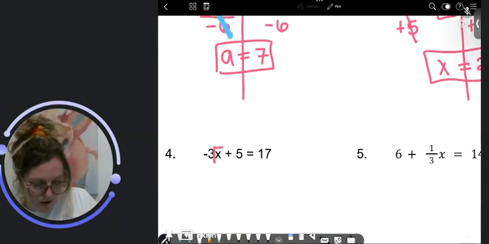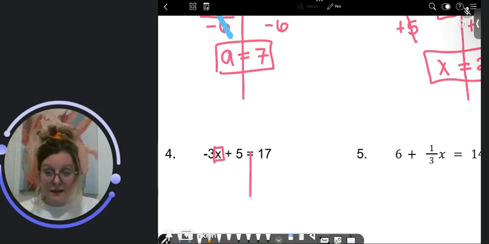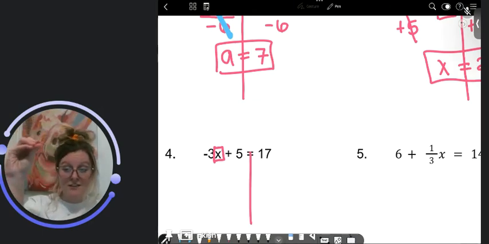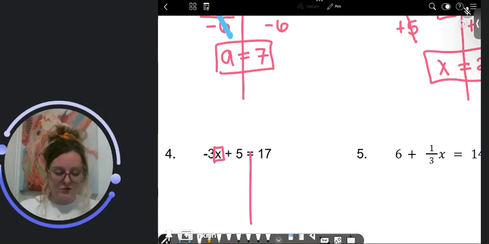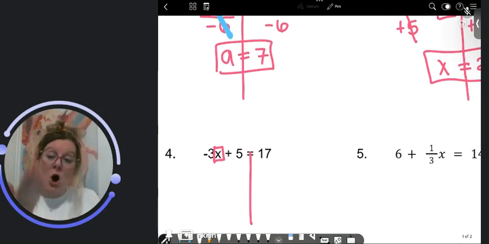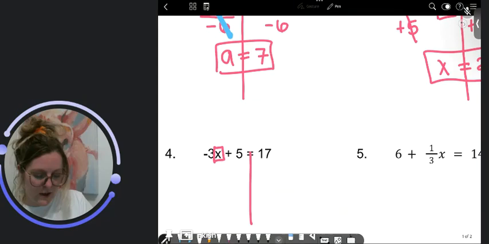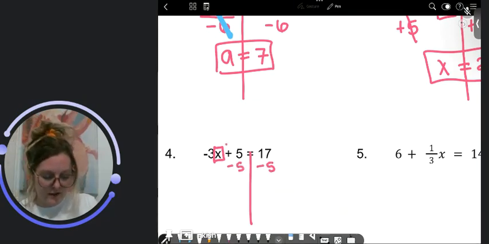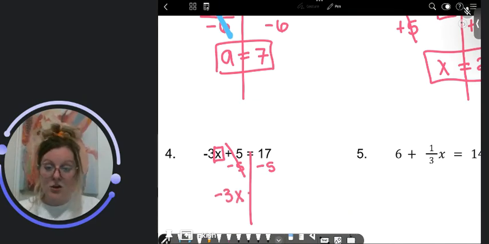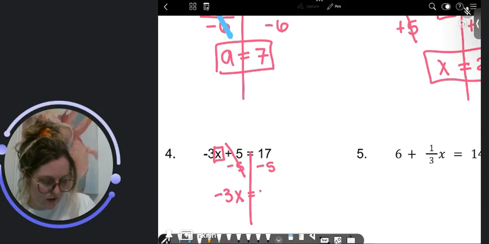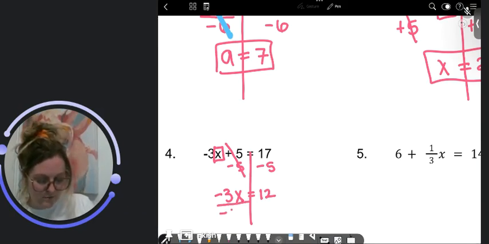Remember, I'm putting my box around x and doing my line here. Whatever's touching x, I cannot move until everything else moves to the other side. This is a positive 5, so the opposite would be minus 5. On the left, they cancel. We're bringing down negative 3x. On the right, you can put that in your calculator and you will get 12. Last step, we divide each side by negative 3.